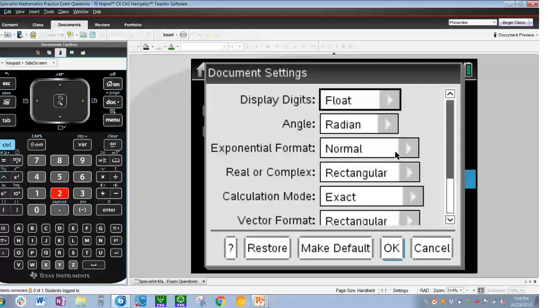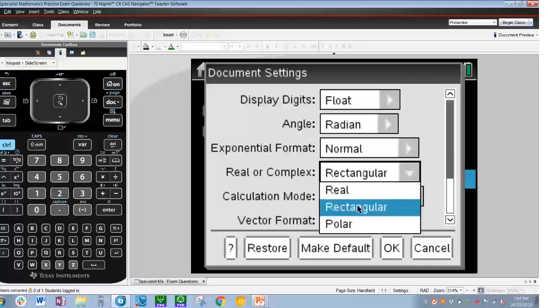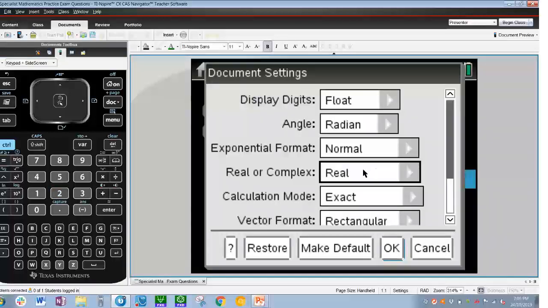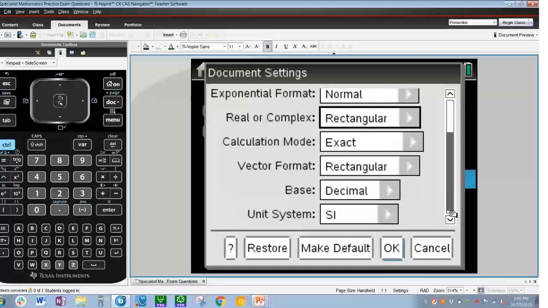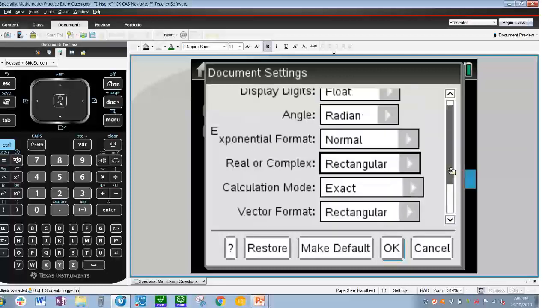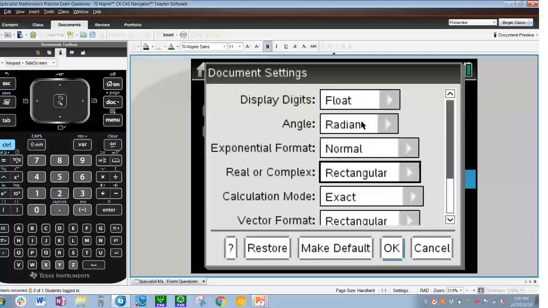Exponential format, we will keep that in normal. Real or complex, please make sure that is in rectangular mode. Real mode is really for maths methods. Rectangular mode is what will allow us to do things like complex solve and complex zeros. Calculation mode, of course, you want in exact form, as specified by the instructions at the start of every examination. Mainly make sure your angle is in radians, your real or complex is in rectangular, and the calculation mode is in exact.